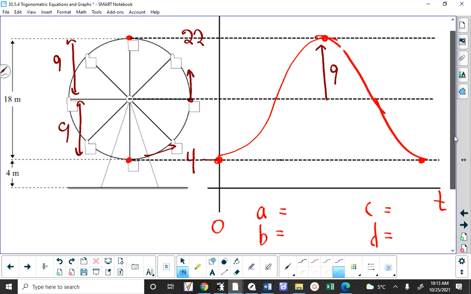Now, we can do some checking here. If I take 4 plus 9 plus 9, does it take me to 22? Because if it doesn't, then I've screwed something up here. Okay, well then A is 9. Tentatively. D is the middle of the graph. Well, if this is at 4 and the amplitude is 9, this has a y coordinate of 13, which means D is 13.